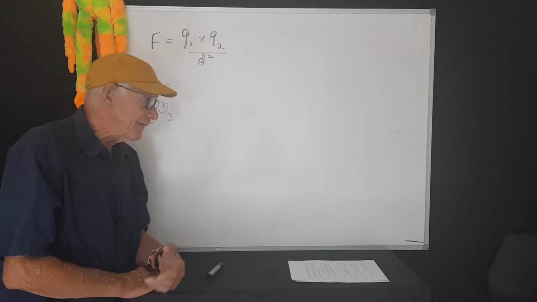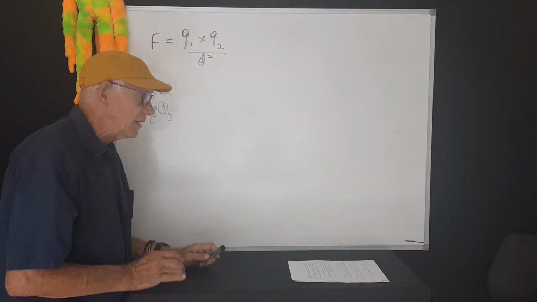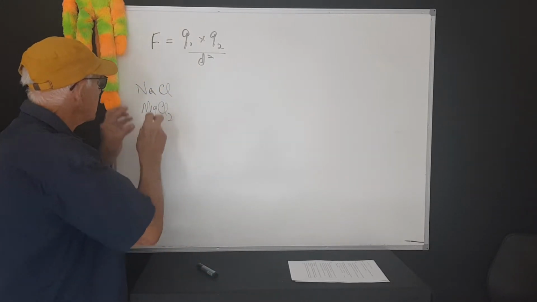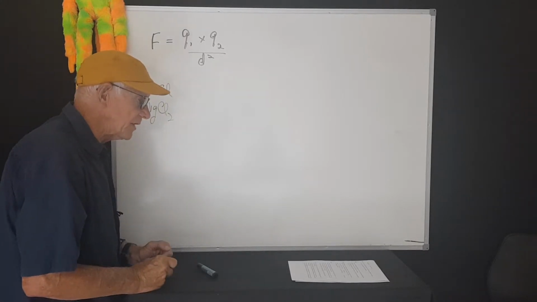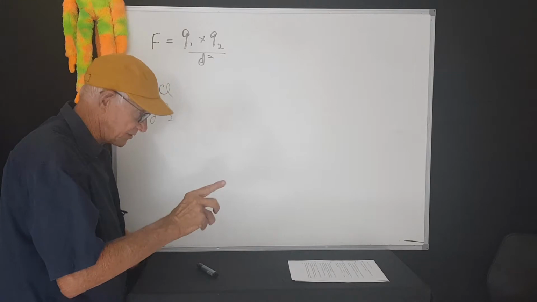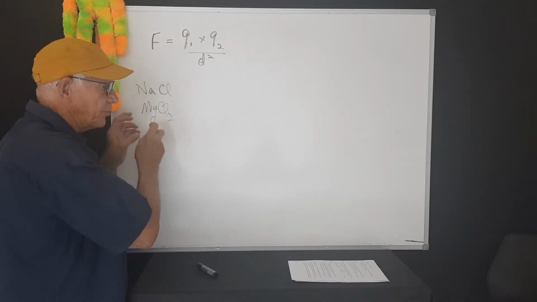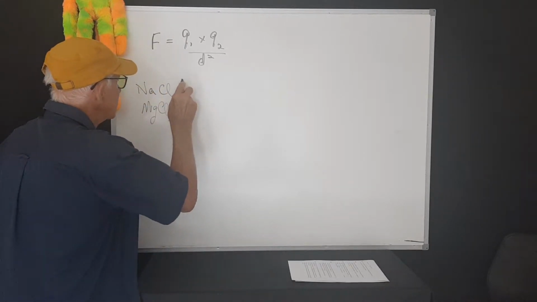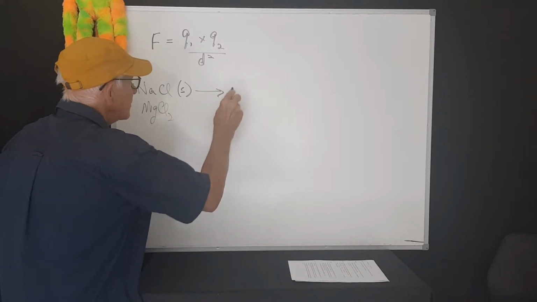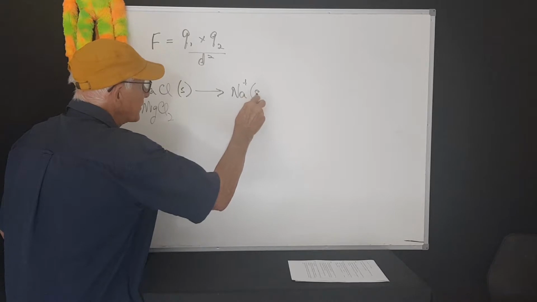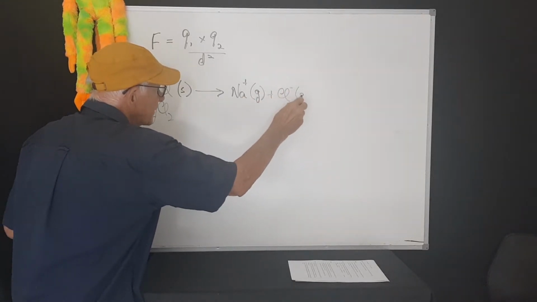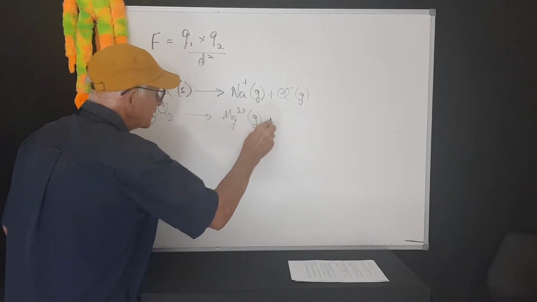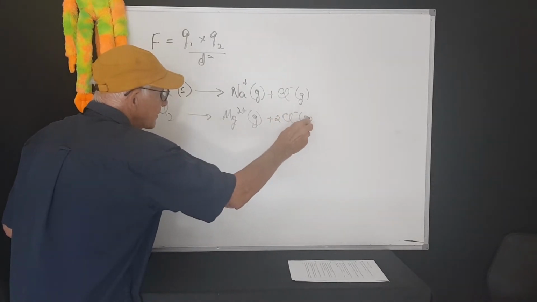Good thinking. In fact, we've got some experimental data to back up what you've said. We compare what's called the lattice energy, the energy required to pull apart all the ions in 1 mole of sodium chloride into a vacuum, not into solution, compared with the energy required to pull apart all the ions in 1 mole of magnesium chloride. So for the solid, for 1 mole to form sodium ions in the gas phase and chloride ions in the gas phase, compared to magnesium ions in the gas phase and chloride ions in the gas phase.